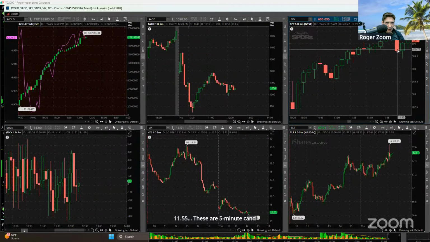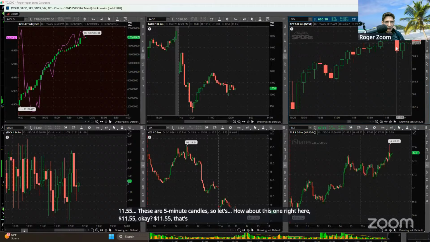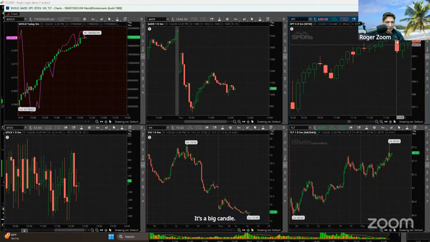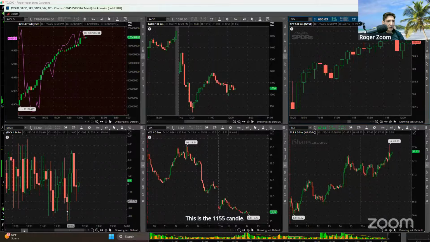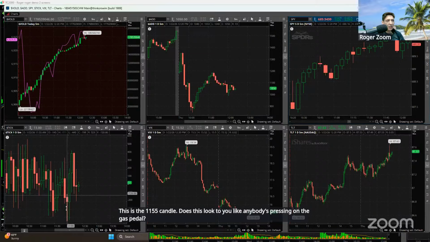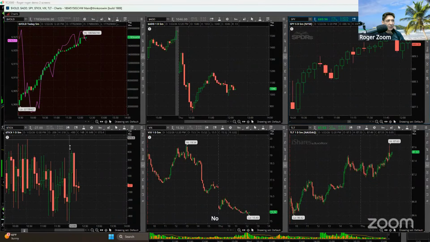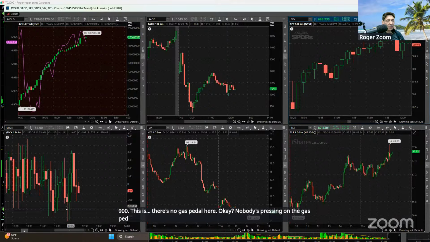So how about this one right here at 11:55? Okay, 11:50. It's a big candle. It's a big candle. 11:55. Okay, let's see. What were we doing at 11:55? This is the 11:55 candle. Does this look to you like anybody's pressing on the gas pedal? No. This is the gas. The gas pedal is up here. 900. There's no gas pedal here. Nobody's pressing on the gas pedal at 11:55.